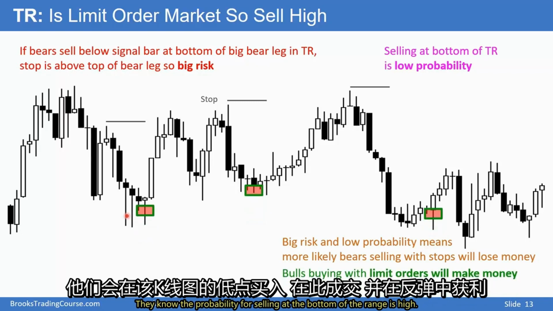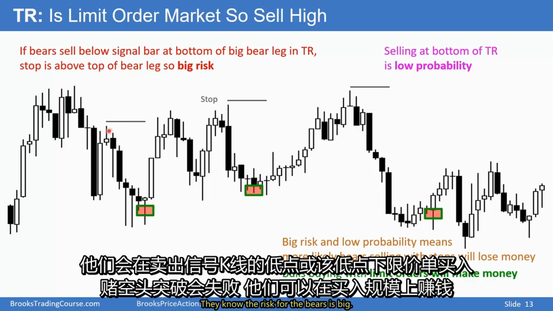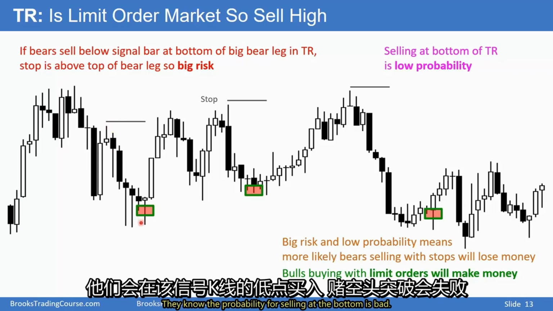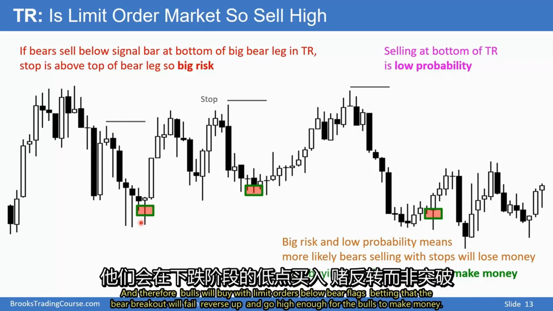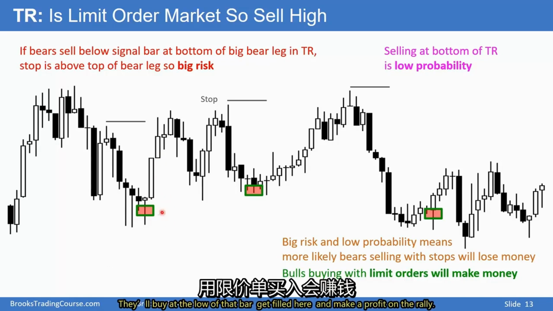However, bulls know that. They know the risk for the bears is big. They know the probability for selling at the bottom is bad, and therefore bulls will buy with limit orders below bear flags, betting that the bear breakout will fail, reverse up, and go up high enough for the bulls to make money. They'll buy at the low of that bar, get filled here, and make a profit on the rally.